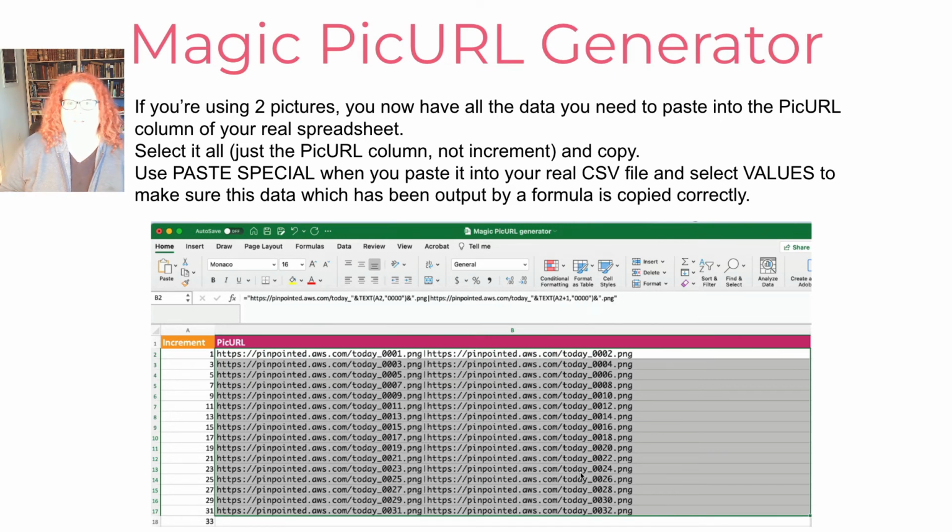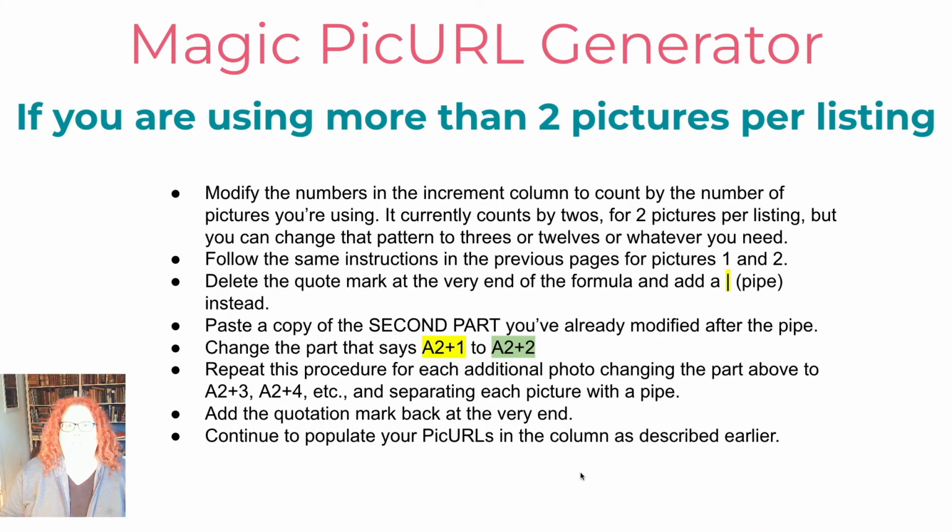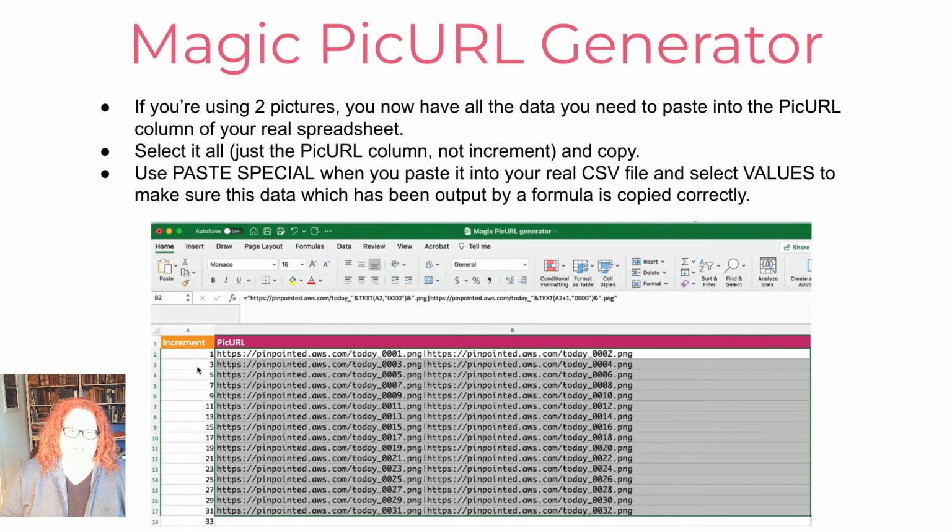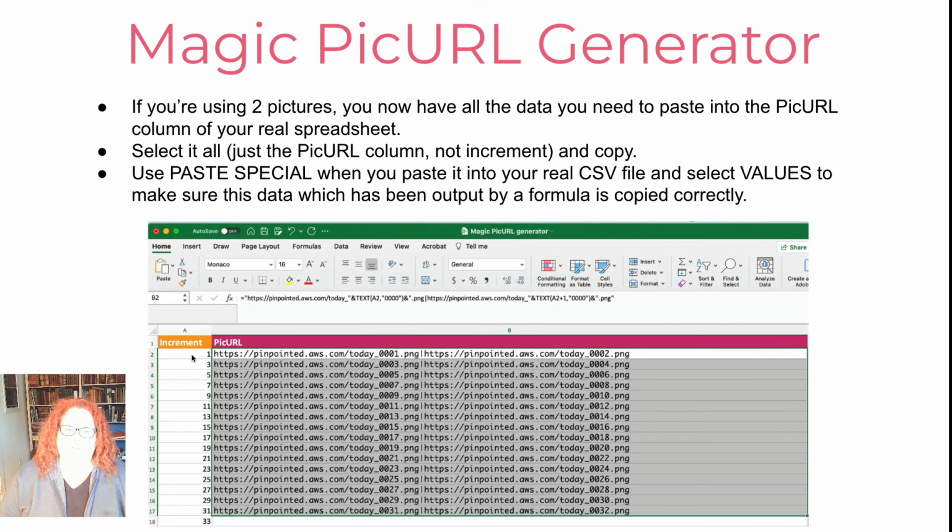And that's all. But if you're using more than 2 pictures per listing, you'll have to adapt the formula a tiny bit. So first of all, you'll have to modify the numbers in the increment column to reflect the number of pictures you have. So 3 pictures, you should count by 3s here. 4 pictures, count by 4s, etc.